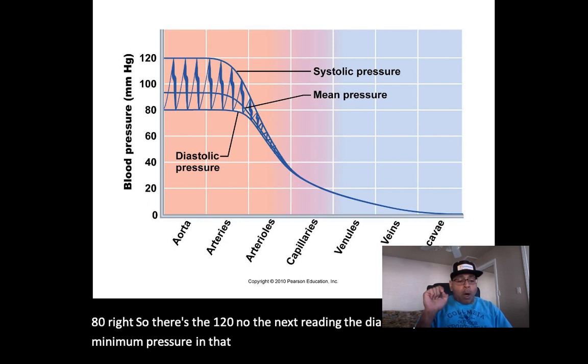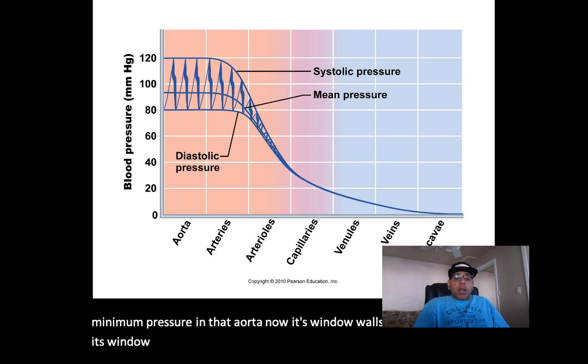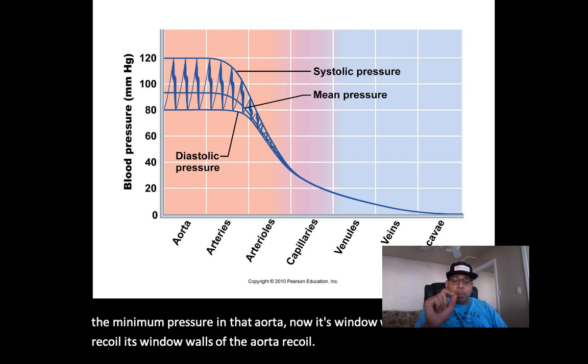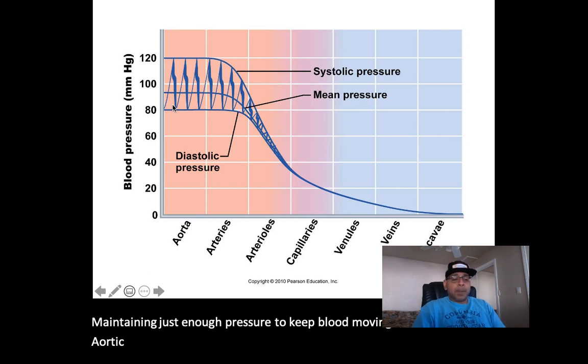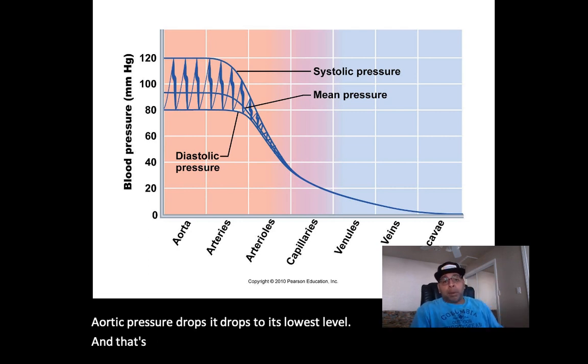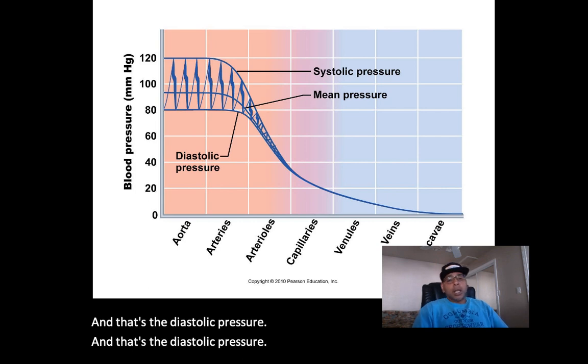Now, the next reading, the diastolic pressure, is the minimum pressure in that aorta. It's when the walls of the aorta recoil, maintaining just enough pressure to keep blood moving forward. Aortic pressure drops. It drops to its lowest level, and that's the diastolic pressure. And it averages about 70 to 80 millimeters of mercury.